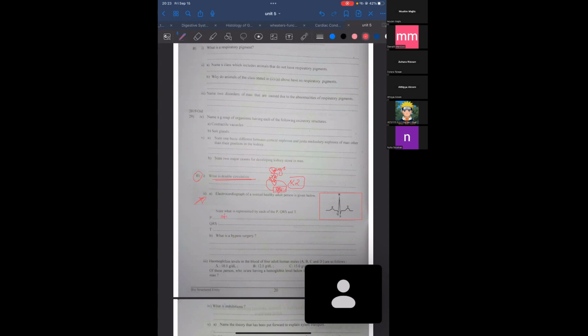Are you going to write atrial systole or atrial depolarization? Atrial systole is the action of the muscle, but electrical activity is actually depolarization. So P is atrial depolarization, QRS is ventricular depolarization, and T is ventricular repolarization. So if I tell you, let's say, P wave is atrial repolarization, right?